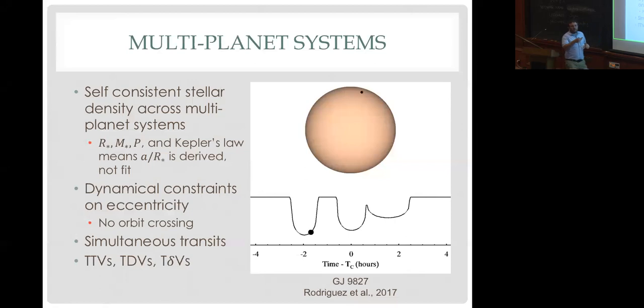I just give it a period, and now I know the duration that I expect, basically. With multiple planets, you can also get tighter constraints on the eccentricity. So you can say it's probably not dynamically stable if the planets are crossing one another, if their orbits cross one another. So I can just throw out any solution that has an orbit crossing, and then that automatically constrains the eccentricity a lot better.